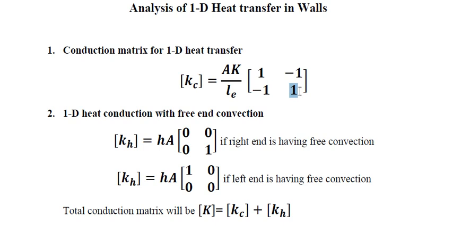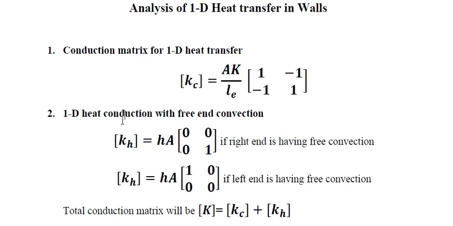If you observe, it is the same as that of the bar element. In bar we write AE by L, 1 minus 1, minus 1 1. Here we have written AK by L, 1 minus 1, minus 1 1. Here K is the material property, and A is the cross sectional area of the element or the member given.